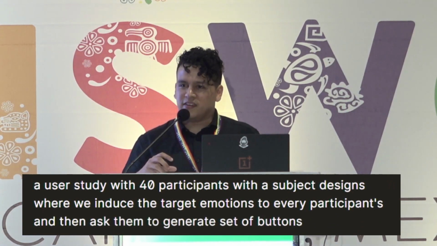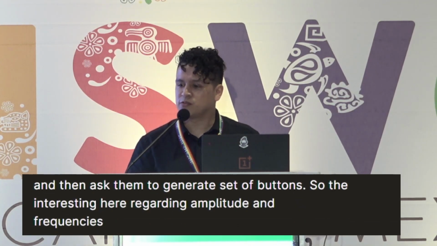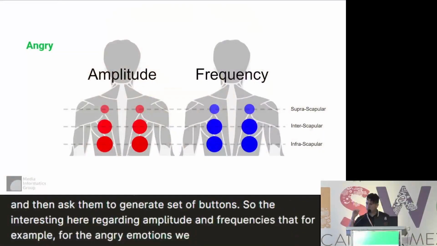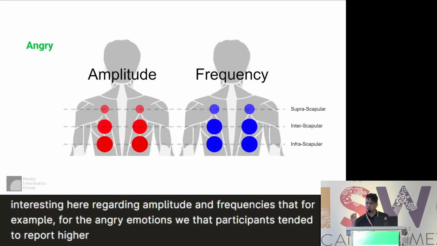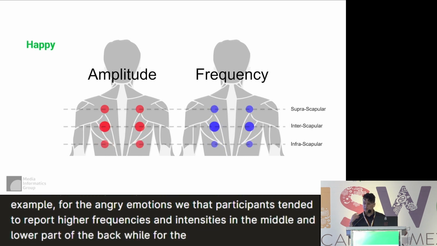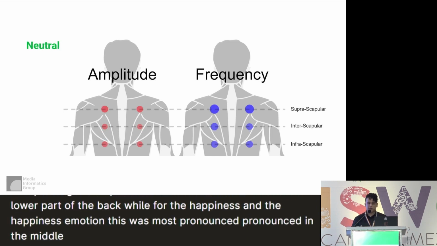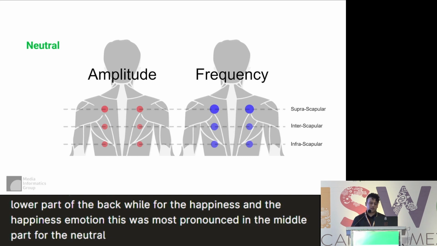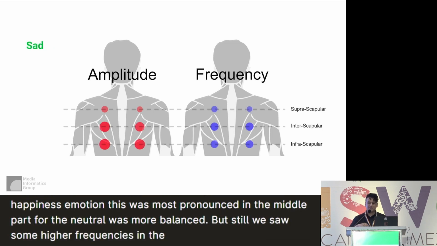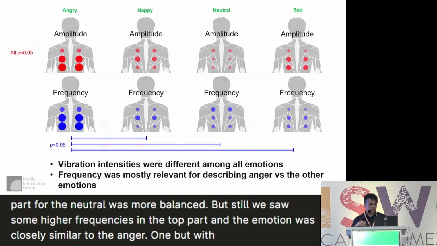The interesting part regarding amplitude and frequency is that, for example, for anger, we found that participants tended to report higher frequencies and intensities in the middle and lower part of the back, while for happiness, this was more pronounced in the middle part. For the neutral emotion, this was more balanced, but we still saw some higher frequencies in the top part, and the sad emotion was similar to anger, but with lower intensity and frequency in general.